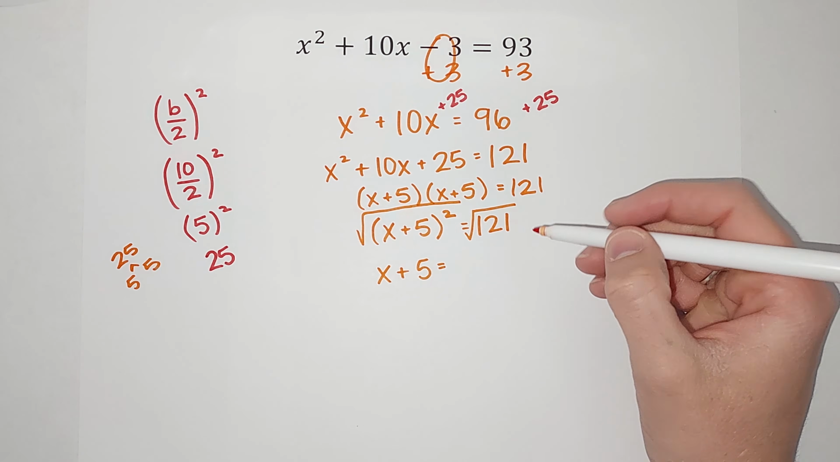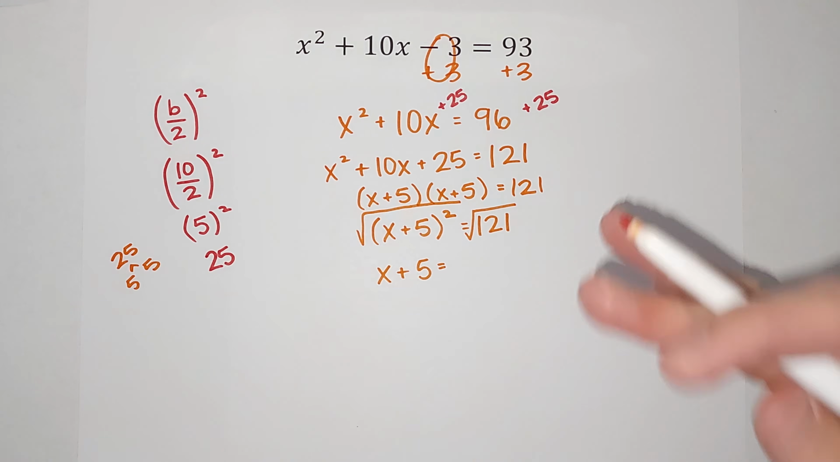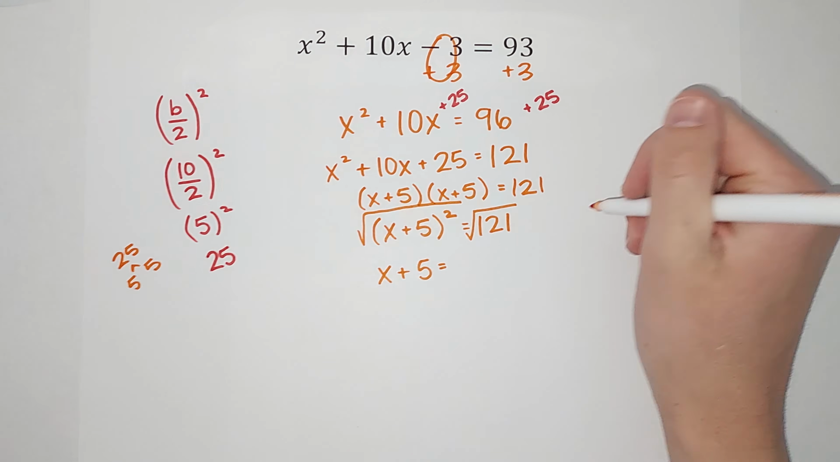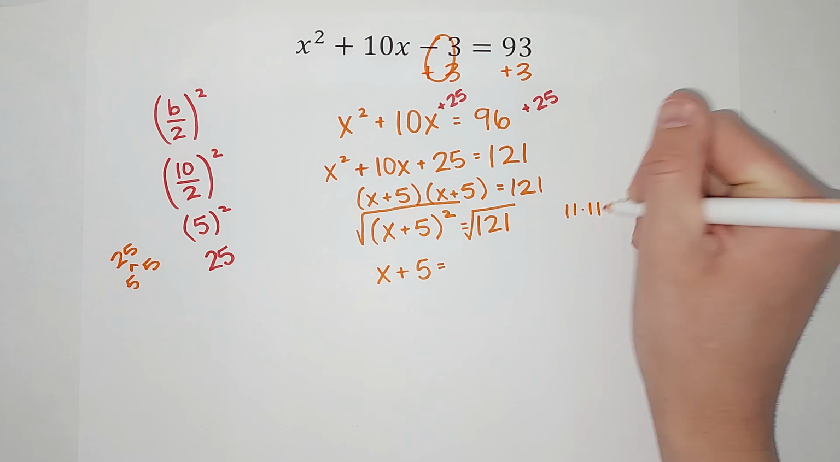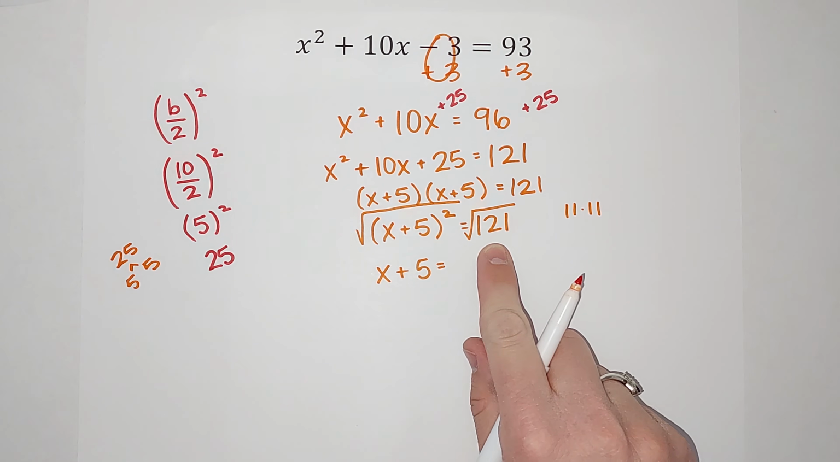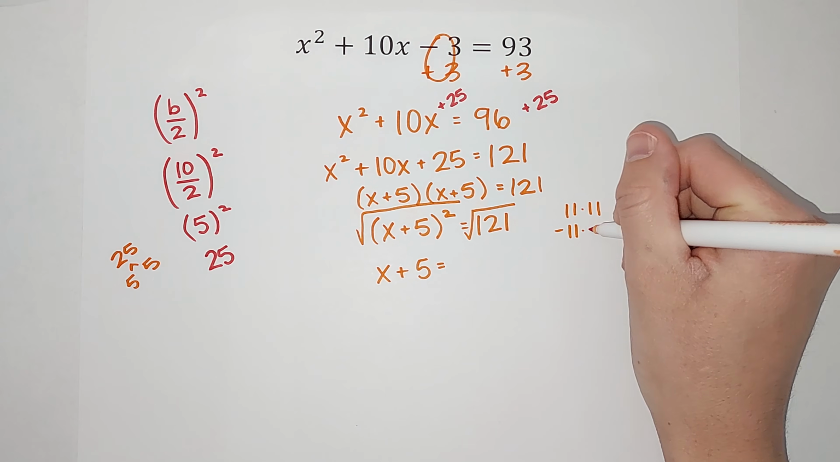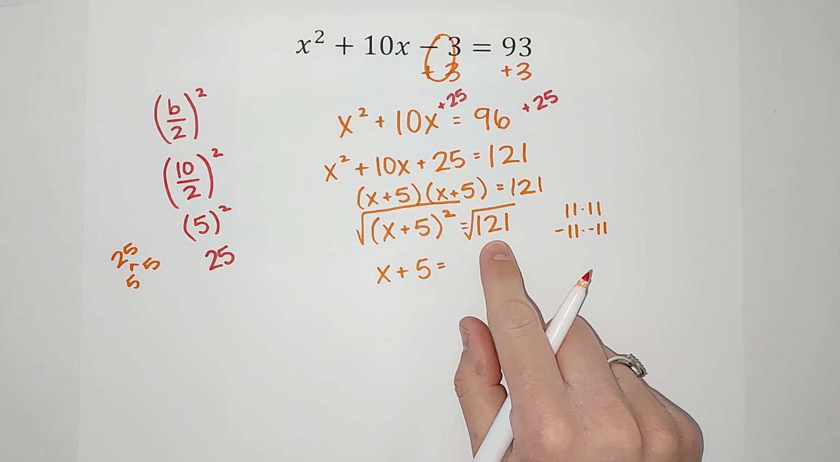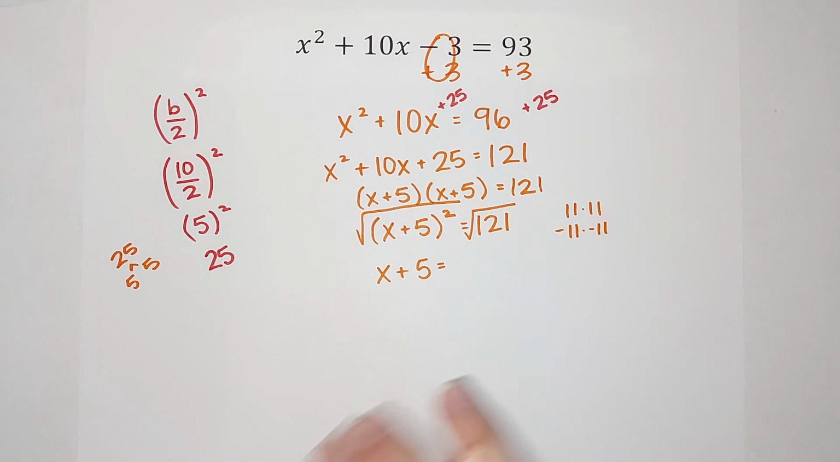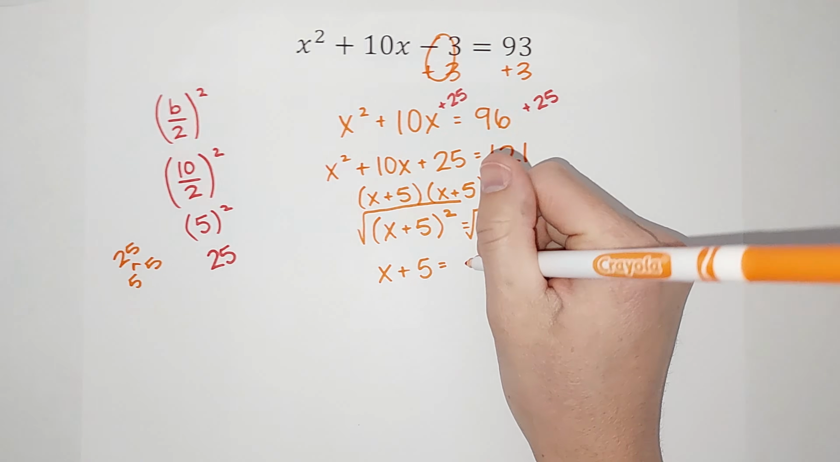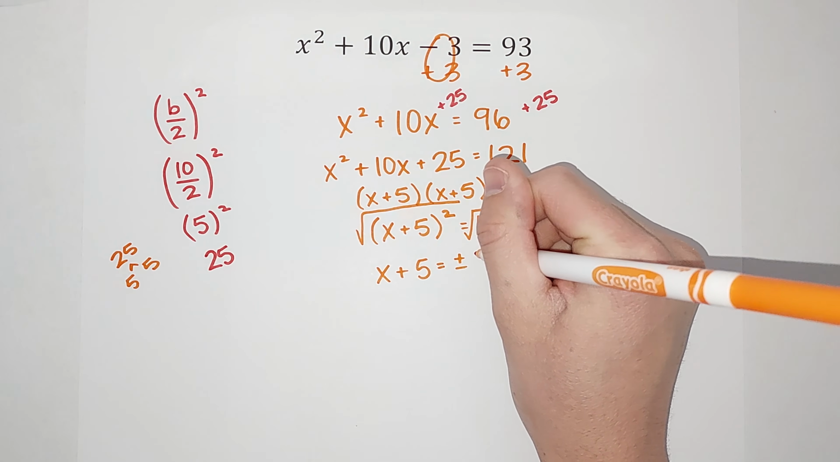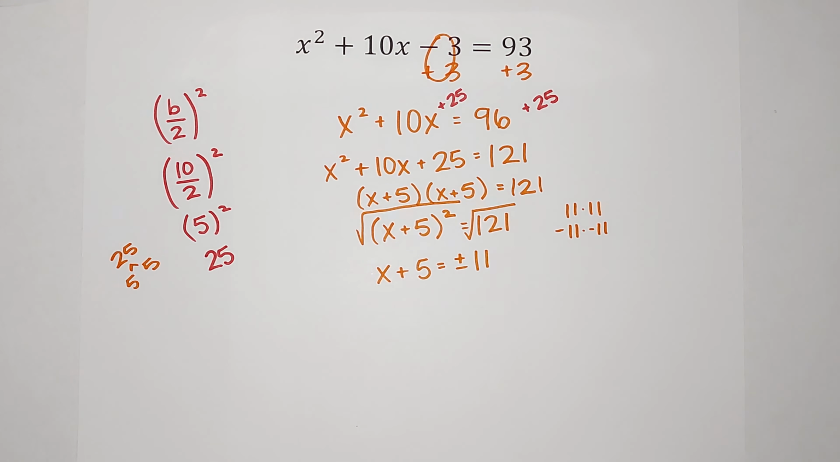Because the square root of 121 is asking what number multiplied by itself gives me 121. Well, 11 times 11 is 121, right? But also, -11 times -11 also gives me 121, right? So there could be two possible answers. So when I write the answer of the square root of 121, I write it as plus or minus 11. Okay. Now I could have two potential answers.